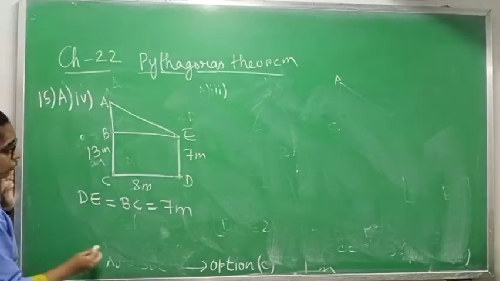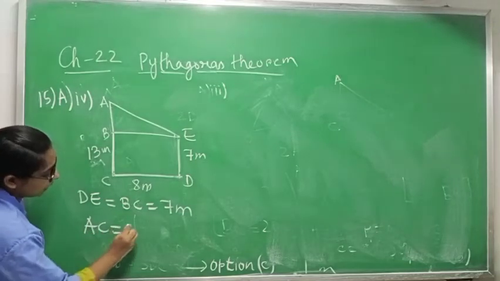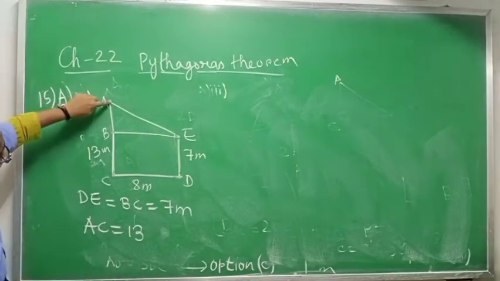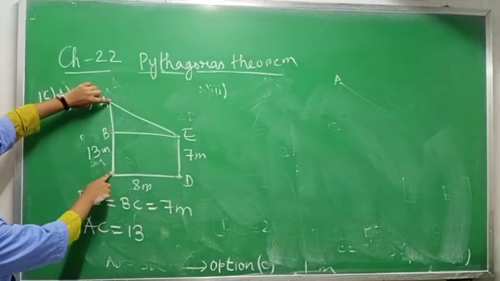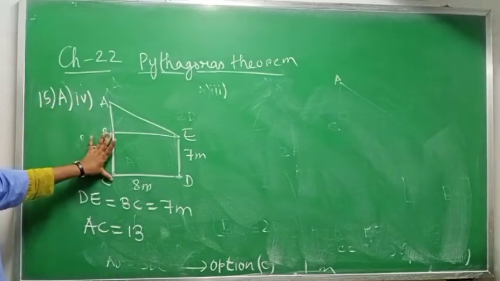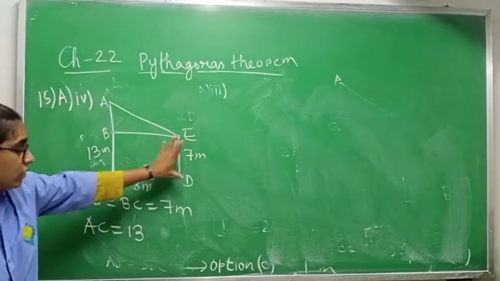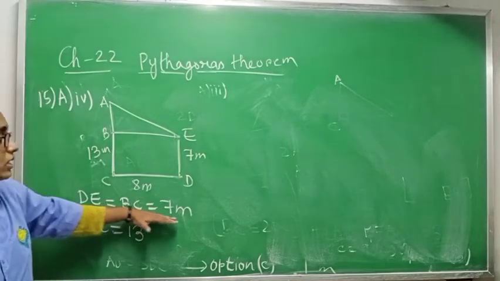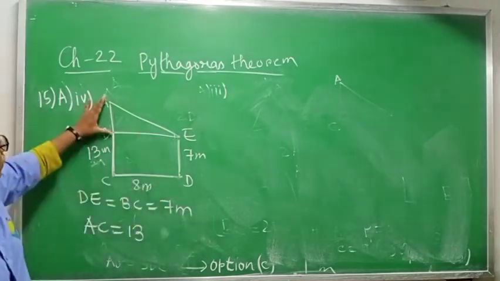If you want to write, you can write AC equals 13. AC is from here to here, the length of the first rod. AC is 13. But if you see, BC and DE both are the same, so you can write DE equals BC, 7 meter. How will you find AB?